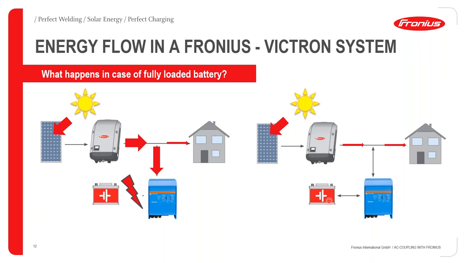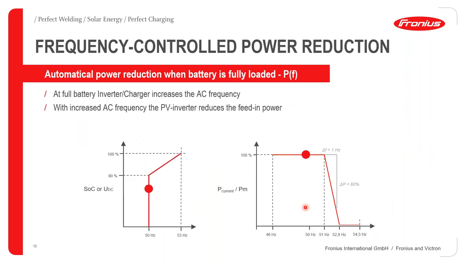The battery will not be charged further than it is supposed to be. So that's basically describing how the Fronius Victron system works. This is, of course, achieved by what we call the frequency controlled power reduction, because like I said earlier, at full battery state, the inverter charger increases the AC frequency. Now, the Fronius inverter sees that as a signal for it to step down its feed-in power. By so doing, the battery isn't charged further than it is supposed.